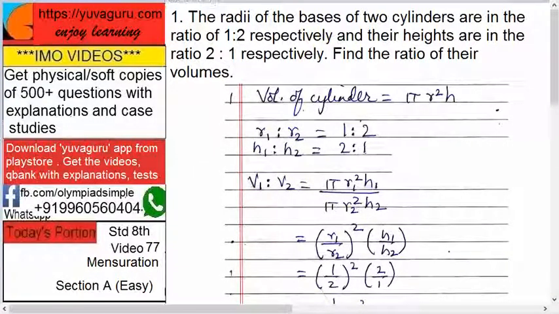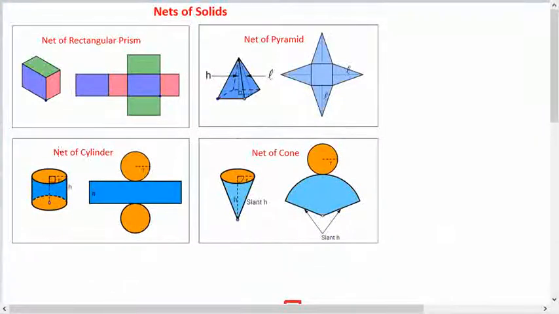Let's start. The radii of the bases of two cylinders are in the ratio 1:2 and the heights are in the ratio 2:1. Find the ratio of the volumes. Firstly, what is a cylinder? This is a cylinder. Any circular box which we have at home, or the gas cylinders which we have, that is a cylinder. One radius and one height.